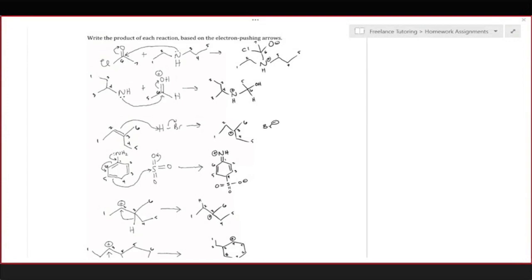Let's see. So in that third problem, why did you put the positive charge on carbon 3 rather than putting the positive charge on carbon 2? I had the carbon 2 attached to that hydrogen, form a new bond with that hydrogen, whereas carbon 3 broke a bond. It lost electrons with carbon 2.